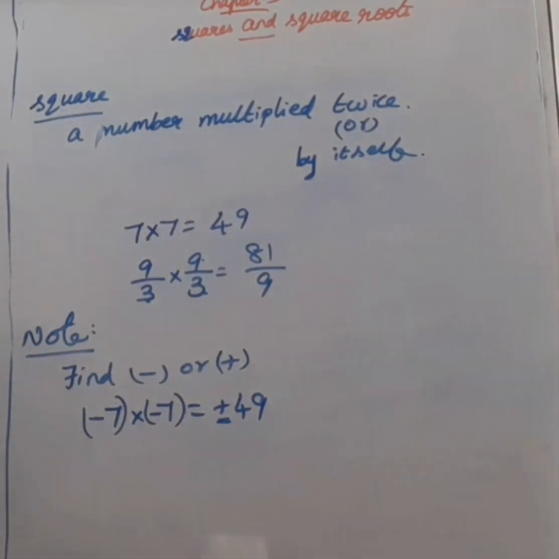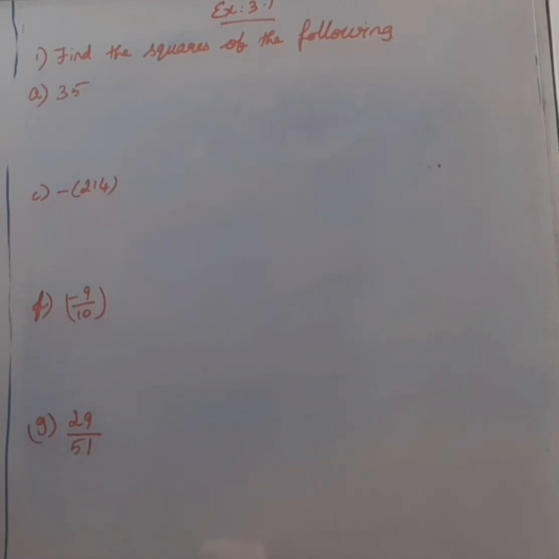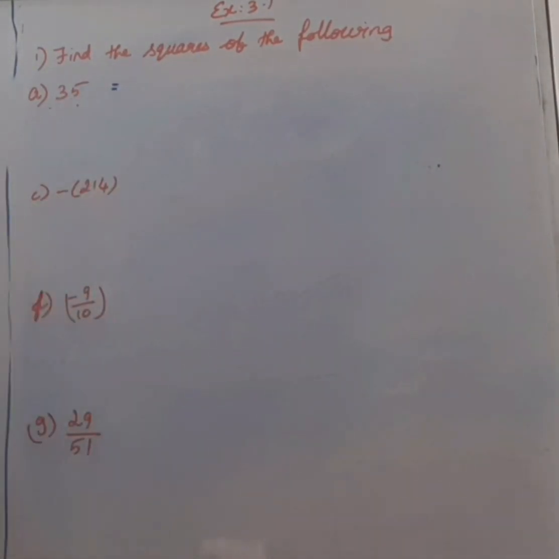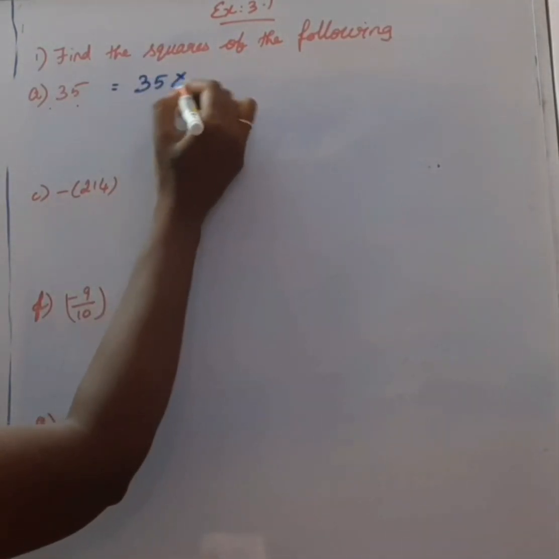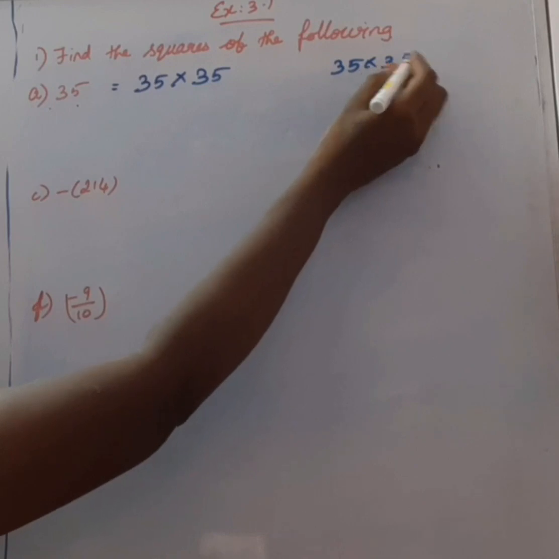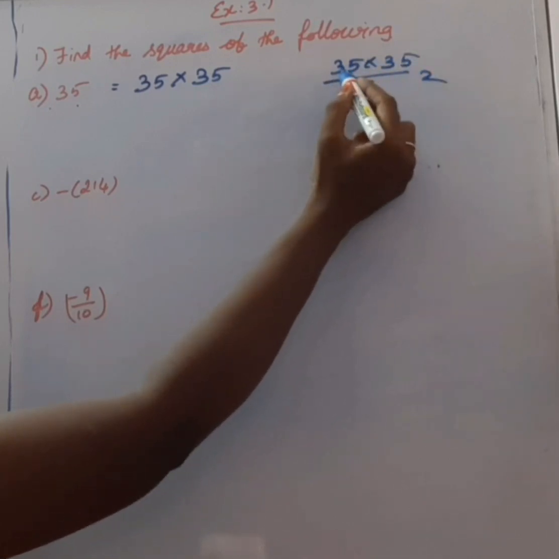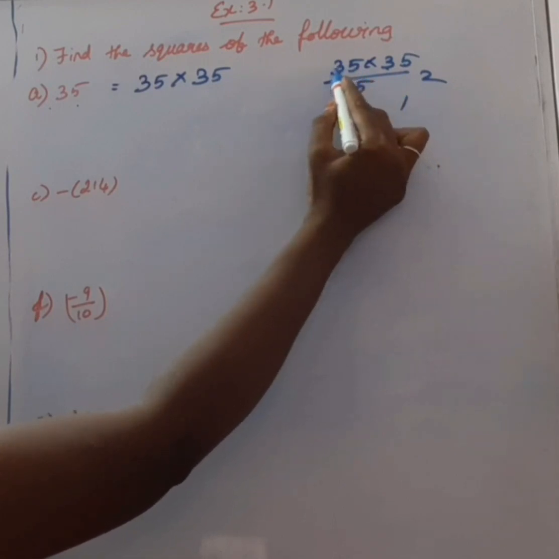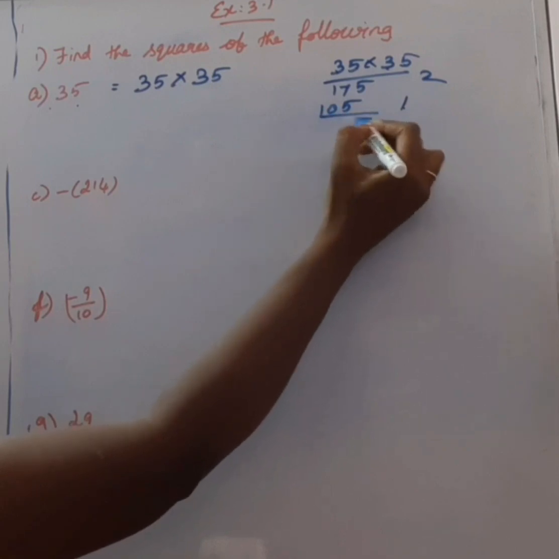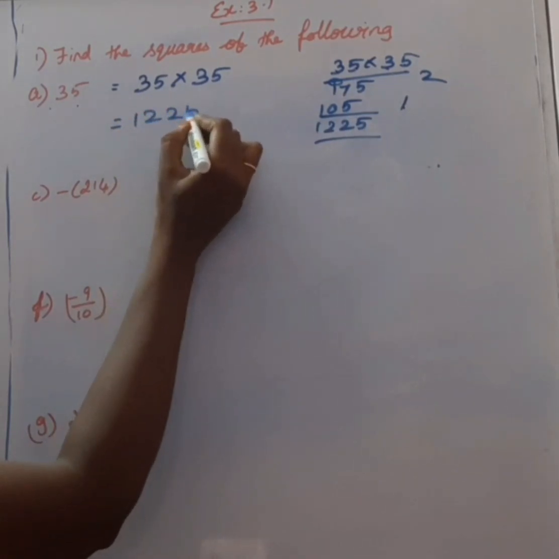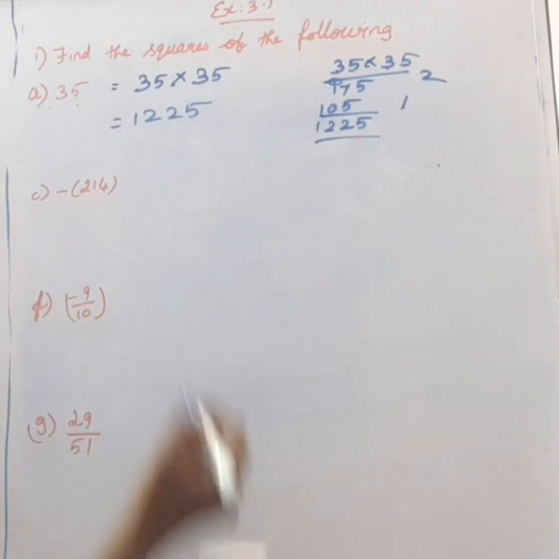Let us move on to the exercise. Exercise 3.1. The first sum is to find the squares of the following. The A sum is 35. Squares means we want to multiply the same number again. So 35 into 35. So 5 5s are 25, remainder 2, 3 5s are 15, 16, 17. Then 5 3s are 15, remainder 1, 3 3s are 9, 9 plus 1 is 10. So 5, 2, remainder 1, so 2, 1. So the answer becomes 1225.